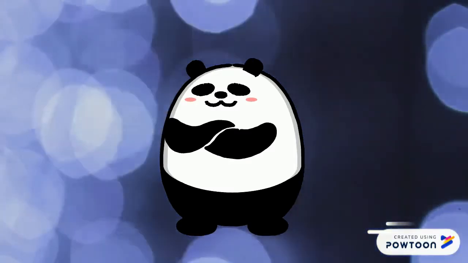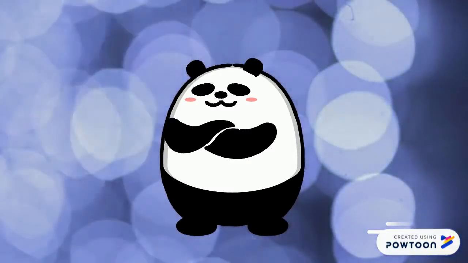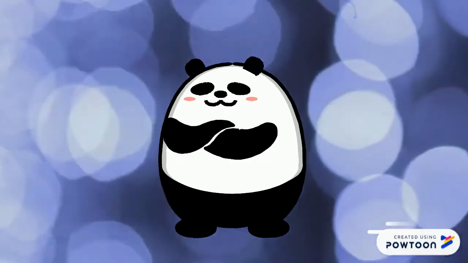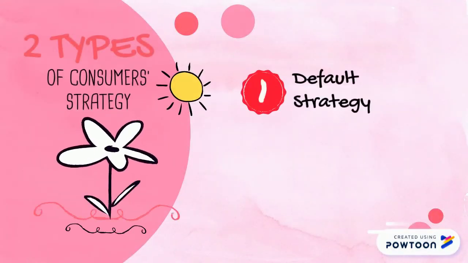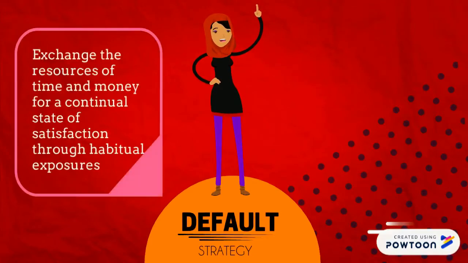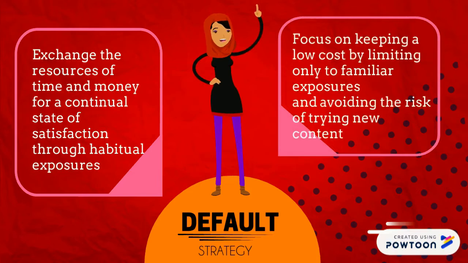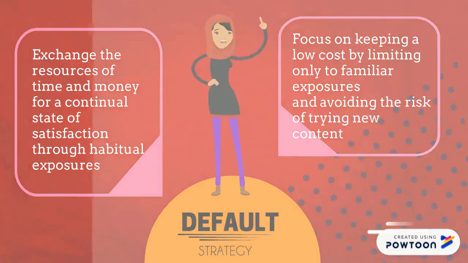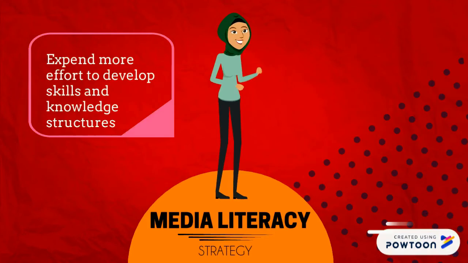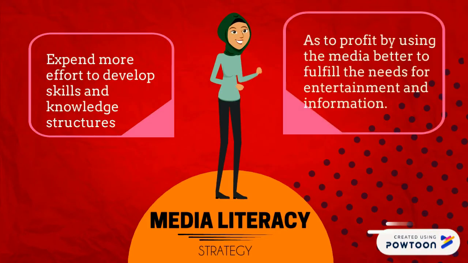We, as consumers, also follow strategies just like the media industries do, but our strategies are quite different from the profit-maximizing strategies of the mass media. There are two strategies. One is the default strategy. Two is the media literacy strategy. Practitioners of the default strategy exchange the resources of time and money for a continuous state of satisfaction through habitual exposure. They focus on keeping a low cost by limiting themselves only to familiar exposures and avoiding the risk of trying new content. In contrast, the users of the media literacy strategy expend more effort to develop skills and knowledge structures so as to profit by using the media better to fulfill the need for entertainment and information.